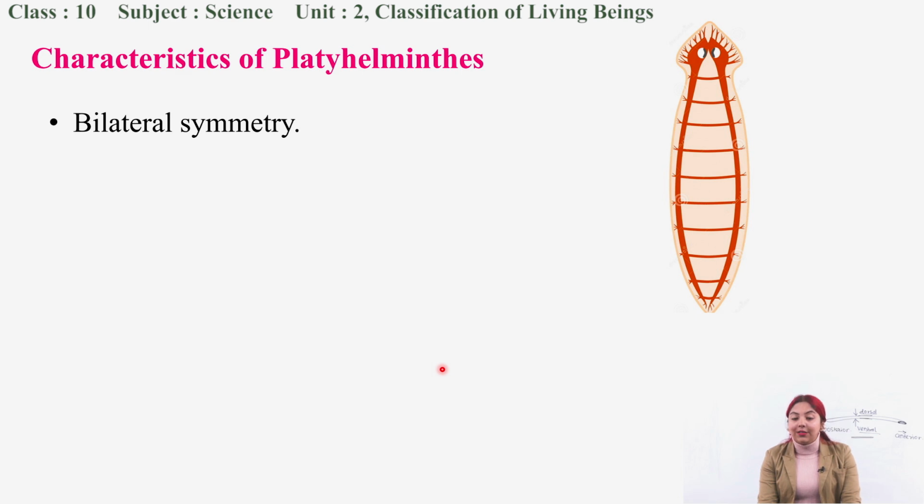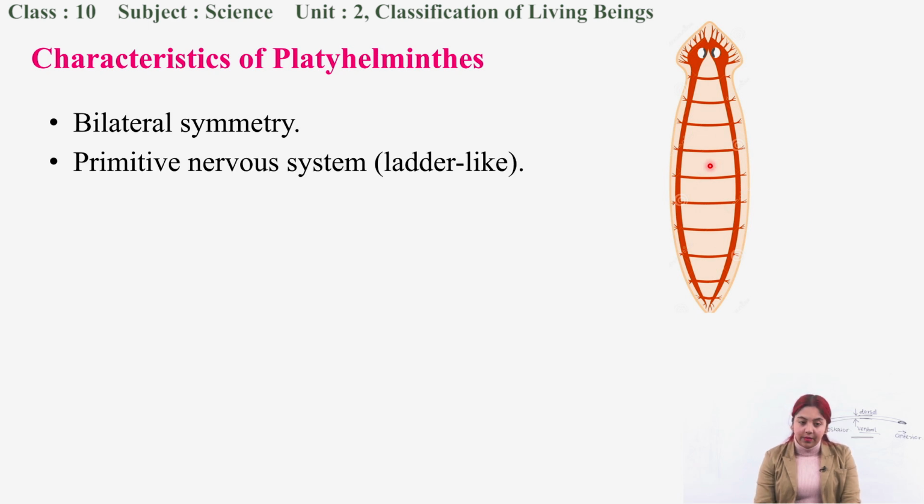Now another characteristic is symmetry. Now you can see that this organism can be easily divided into two mirror images by a single plane. So they have bilateral symmetry. They have a primitive nervous system which is ladder-like. As you can see here, they have this pair of cerebral ganglia, and it gives out these longitudinal nerve cords, and these longitudinal nerve cords have transverse nerve cords, giving us this ladder-like structure. So they have this primitive nervous system.